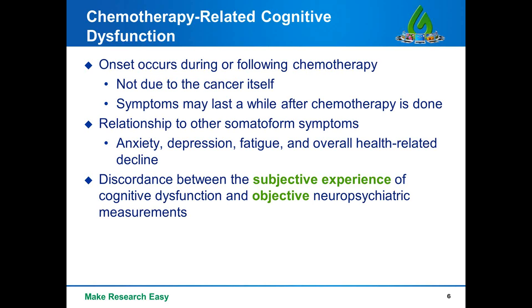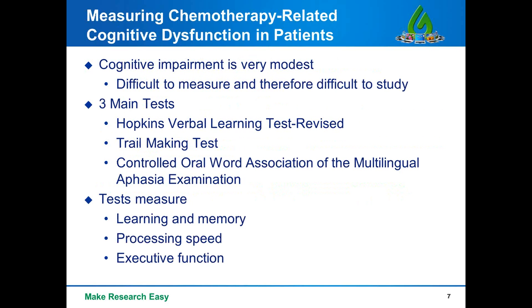Interestingly, there is a discordance between the subjective experience of cognitive dysfunction and the objective neuropsychiatric measurements. For example, patients who report symptoms of chemobrain don't necessarily perform poorly on neuropsychiatric evaluations. The cognitive impairment in chemobrain is very modest, and it is therefore difficult to measure accurately and difficult to study. Traditionally, there have been three main tests that are used to evaluate patients for chemobrain.